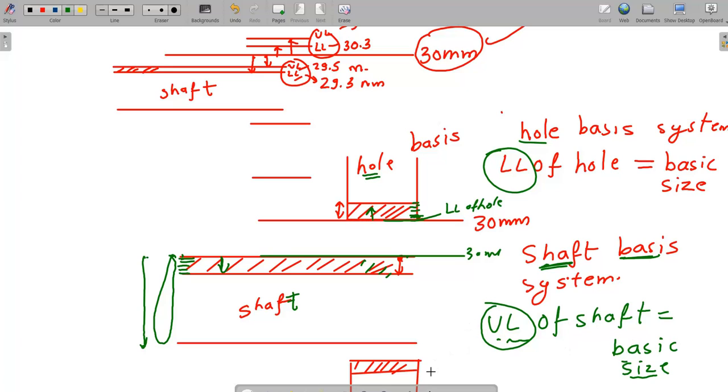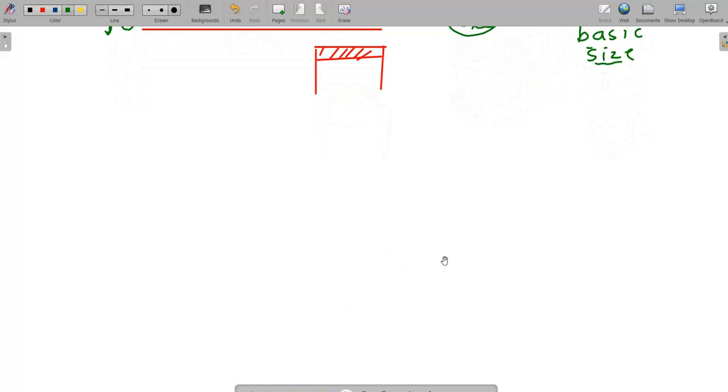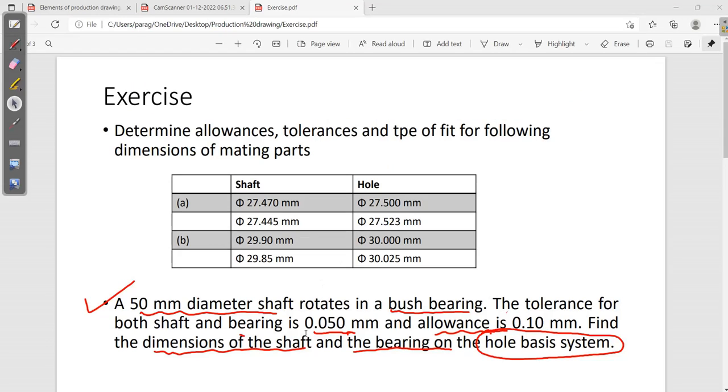So any doubt in this? Please let me know. Any doubt in this? No, sir. Okay. Then let us solve the problem. So first, what is given? Now, hole basis system is given, that means you have to find out, who will tell me, what is my basic size? How much will the basic size be?